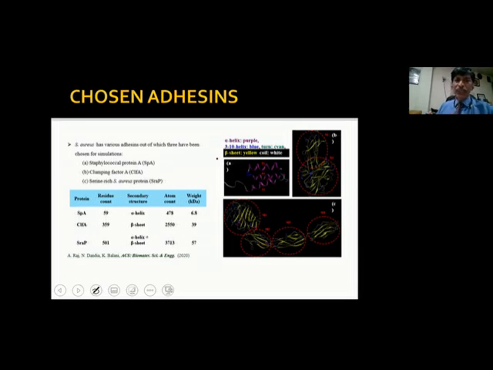We also wanted to visualize these events, so we have also done computational modeling, which was recently published, late last year, in November or December sometime. In this part, we took various proteins: staphylococcal protein A, clumping factor, serine-rich S protein.